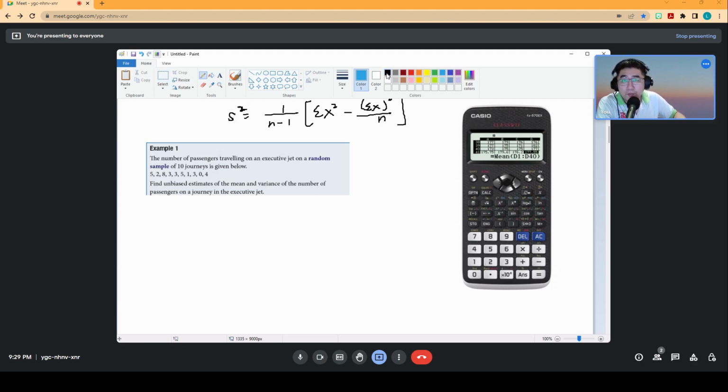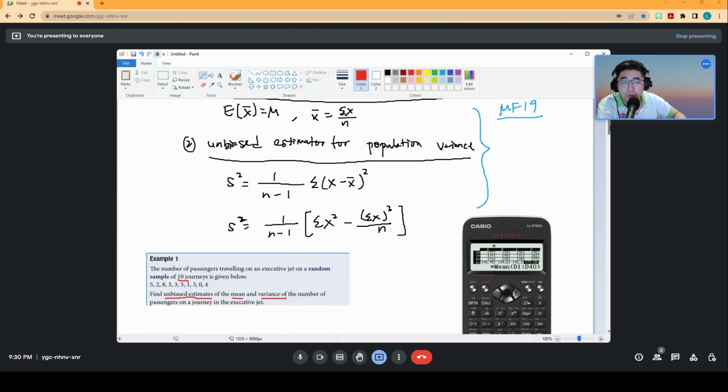Example 1. The number of passengers traveling on an executive jet on a random sample of 10 journeys is given below. So this is a sample: 5, 2, 8, 3, 3, 5, 1, 3, 0, 4. There were 5 passengers in one of the journeys, 2 passengers in another, and so on. Find unbiased estimates for the mean and variance. Technically they just ask you to use the formula.